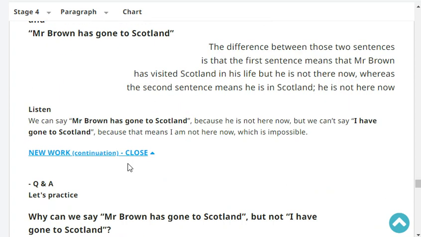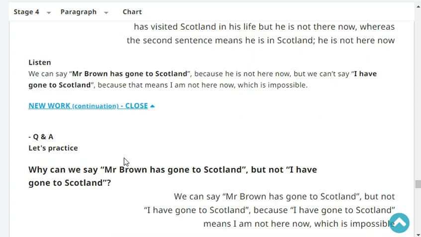Okay, next. Listen. We can say Mr. Brown has gone to Scotland because he is not here now. But we can't say I have gone to Scotland because that means I am not here now, which is impossible. Let's practice.